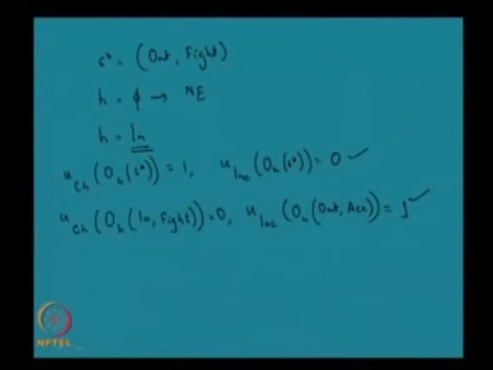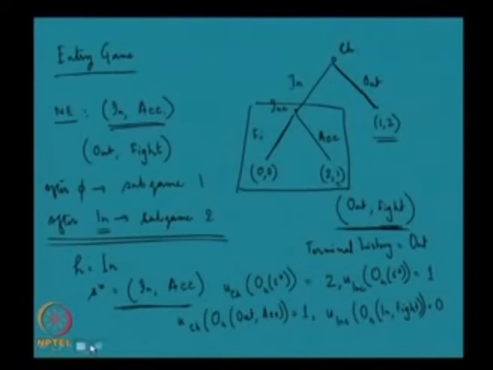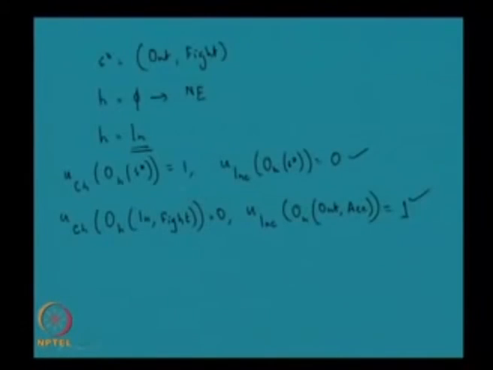For player 1, the challenger, if he sticks to his strategy, which is out, he gets 1, and if he chooses to get in, then he gets 0. So, it is optimal for the challenger to stay out, but it is not optimal for the incumbent to fight, and therefore, out-fight is not a subgame perfect Nash equilibrium.